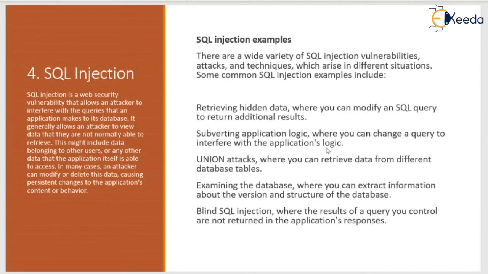So SQL injection attack mostly happens wherein a database is attached to a software system. It generally allows an attacker to view the data that they are not normally able to retrieve. This might include data belonging to other users or any other data that the application itself is able to access. In many cases, an attacker can modify or delete this data, causing persistent changes to the application's content or behavior.